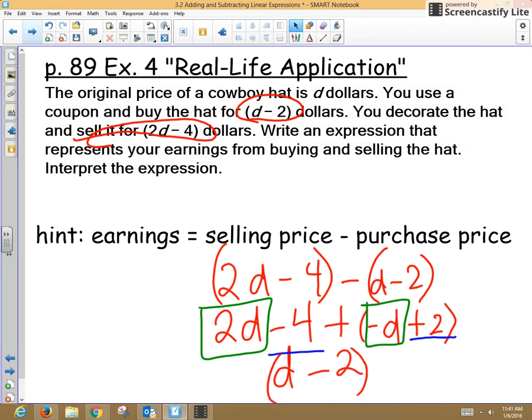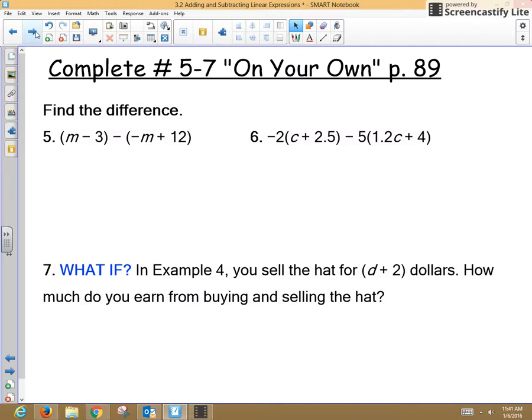So that means if you earn D minus $2, we have doubled our earnings because the selling price was 2D minus 4. So we have earned twice as much as what we paid for it. I would like you to complete on your own numbers 5 through 7 at this time. So pause the video to work this out.